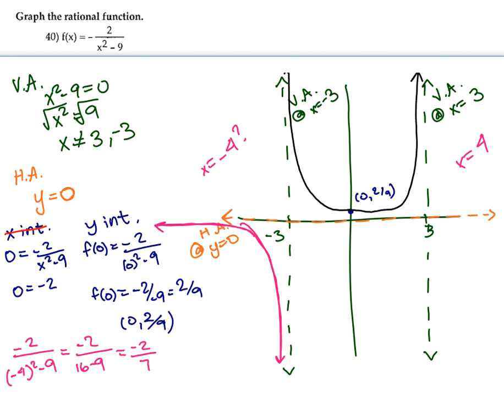For our function at x equals 4, when we plug in x equals 4, we get negative 2 over 4 squared minus 9, which equals negative 2 over 16 minus 9, which is 7. That means that when x equals 4, our y value is negative, so it's going to be within this region over here. And that is our completed graph.